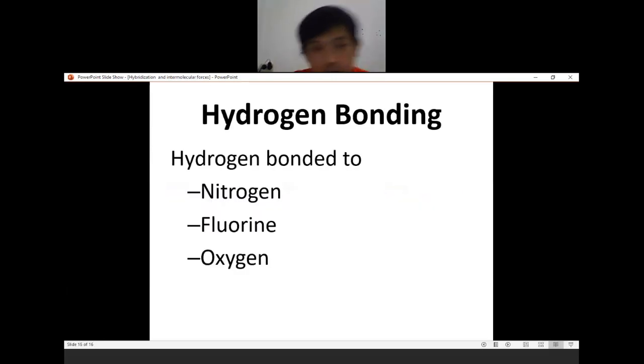And then the last is hydrogen bonding. Hydrogen bonding is the easiest. Why? Because it is very obvious. Hydrogen bonding occurs when hydrogen is bonded to nitrogen, fluorine, and oxygen. Because these three elements are considered to be electronegative elements. So when hydrogen is bonded to an electronegative element, they will form hydrogen bonding.